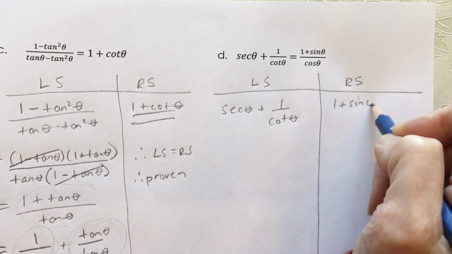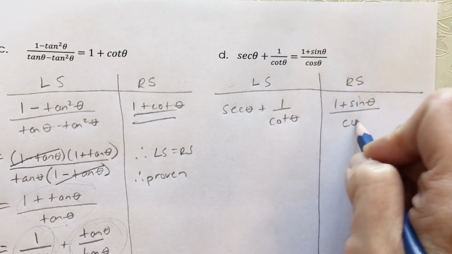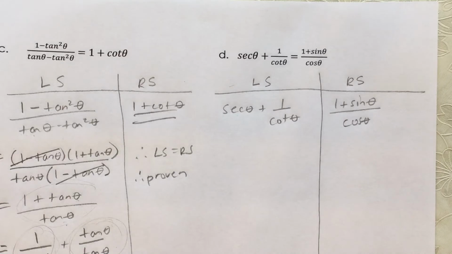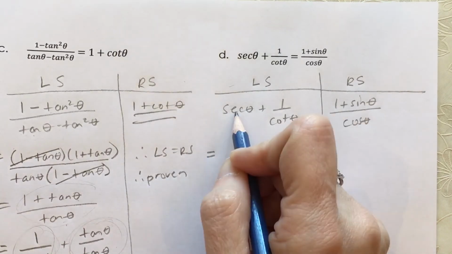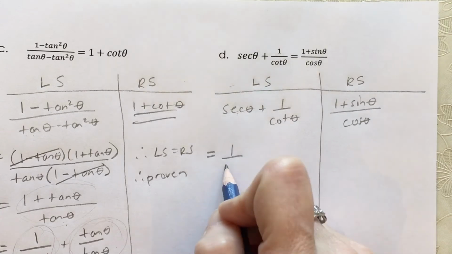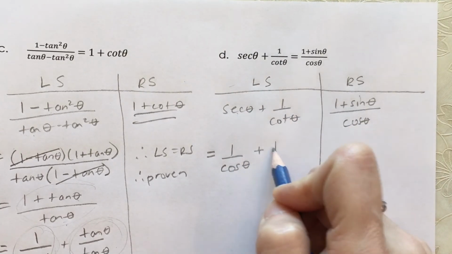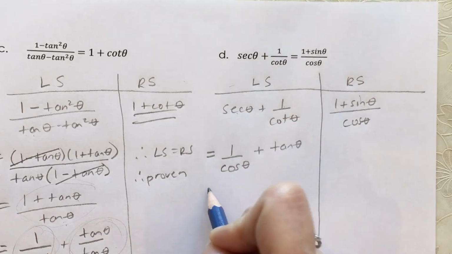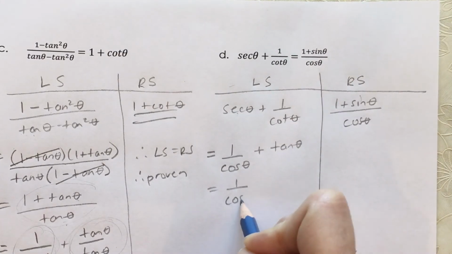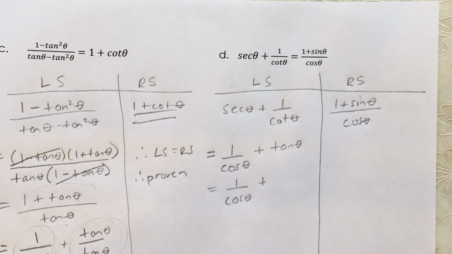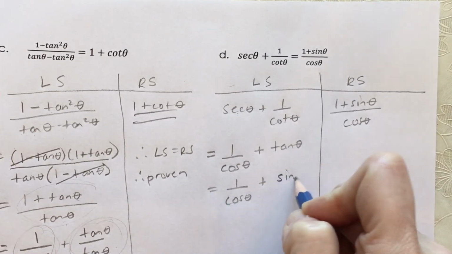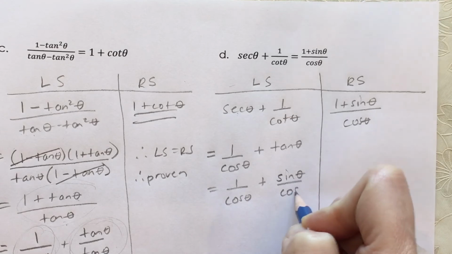So right now I'm looking and I'm seeing that on the right side, everything's already in terms of sine and cos. So I'm not going to touch it right now. I'm going to look at the left side where I'm hopefully going to be able to write things in terms of sine and cos. So first of all, I know sec is 1 over cos theta by the reciprocal identity. And 1 over cotan is tan theta. But then I know that I can write tan theta using the bridging identity as sine theta over cos theta.